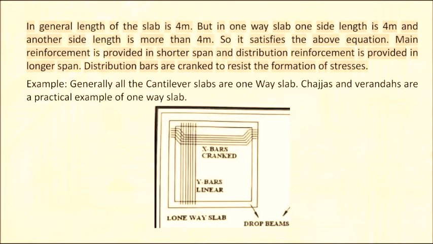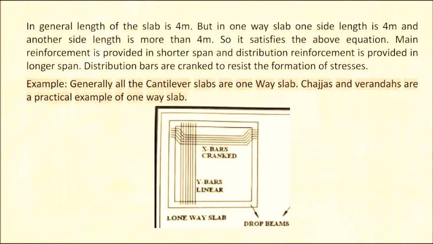In general, the length of the slab is 4 m. But in a one-way slab, one side length is 4 m and the other side length is more than 4 m, so it satisfies the above equation. Main reinforcement is provided in the shorter span and distribution reinforcement is provided in the longer span. Distribution bars are cranked to resist the formation of stresses.